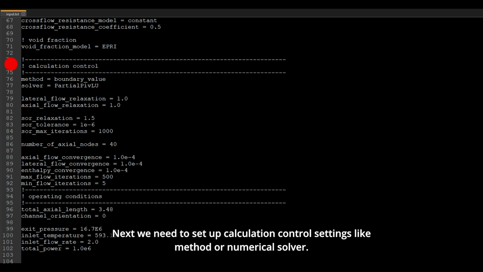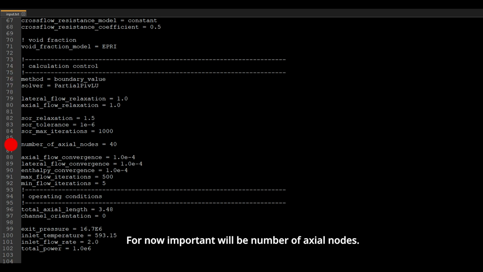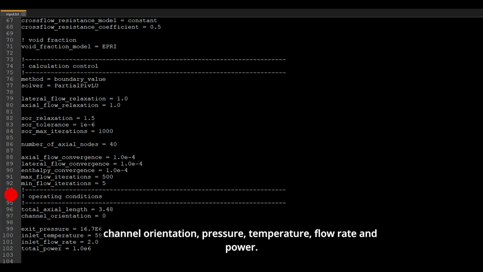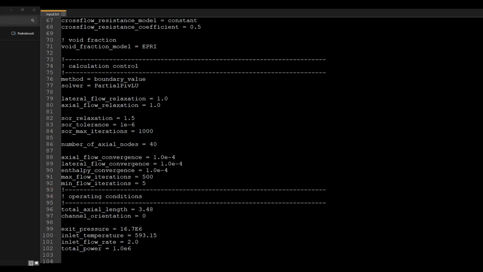Next we need to set up calculation control settings like method or numerical solver. For now the important one will be the number of axial nodes. The most important settings are operational conditions. Here we can set up the axial length of our geometry, channel orientation, pressure, temperature, flow rate and power.